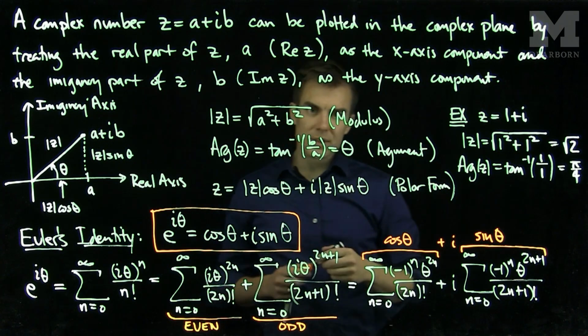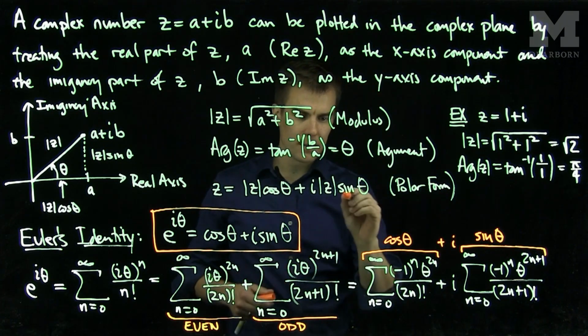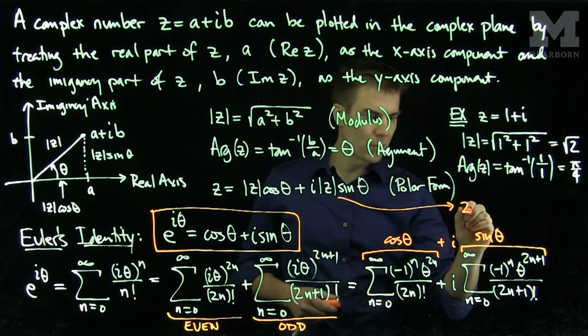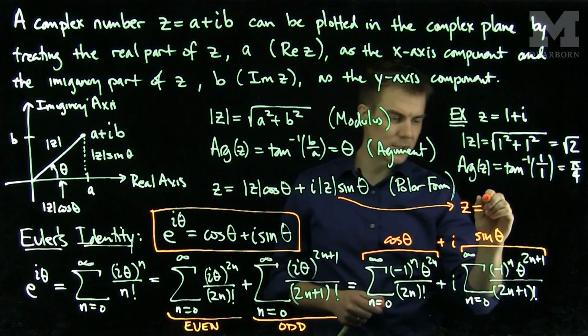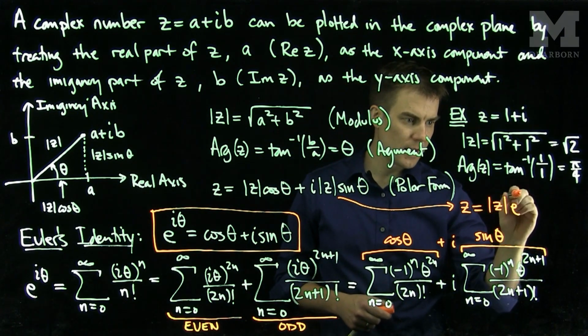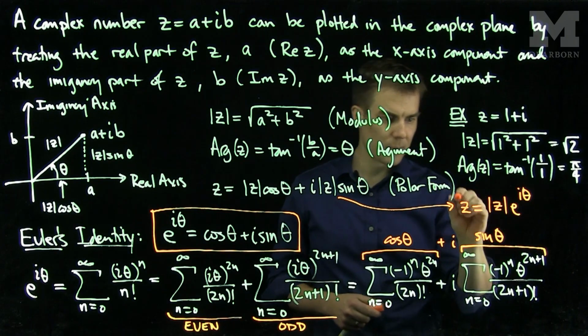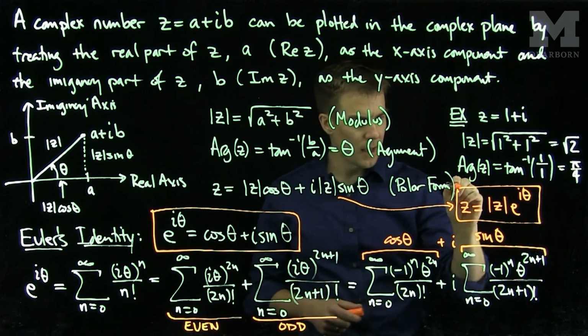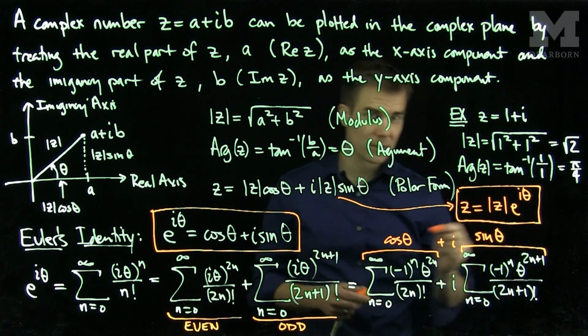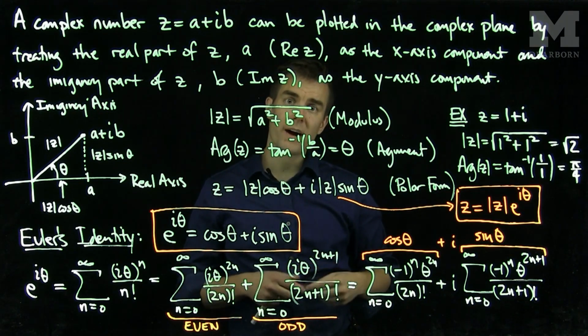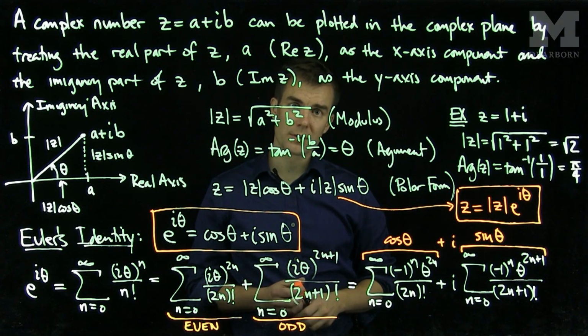From this, we now see that any complex number z can be written in the form modulus of z, e to the i argument of z. And this form of a complex number will be useful when finding products and roots of complex numbers.